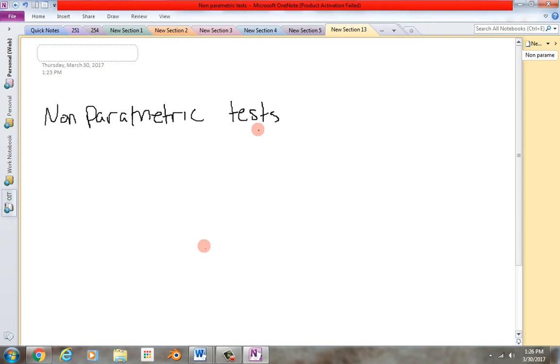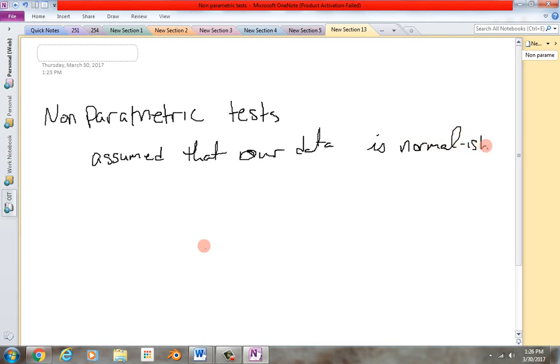So the idea is that the times could have been bang, bang, bang, bang, bang, and then way back there's somebody else, if you're going to try to measure them on times. And the idea is that under parametric situations, we've kind of assumed that our data is normal-ish. Okay?